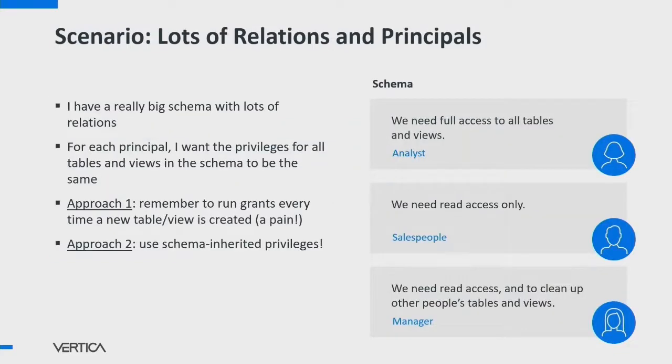Let's review an example scenario. I have a really big schema with lots of objects. For each user, I want the privileges for all tables and views in the schema to be the same. Approach 1 here can be to remember to run grants every time a new table or view is created, but it is a huge pain. And approach 2, which solves the problem, is to use schema inherited privileges.